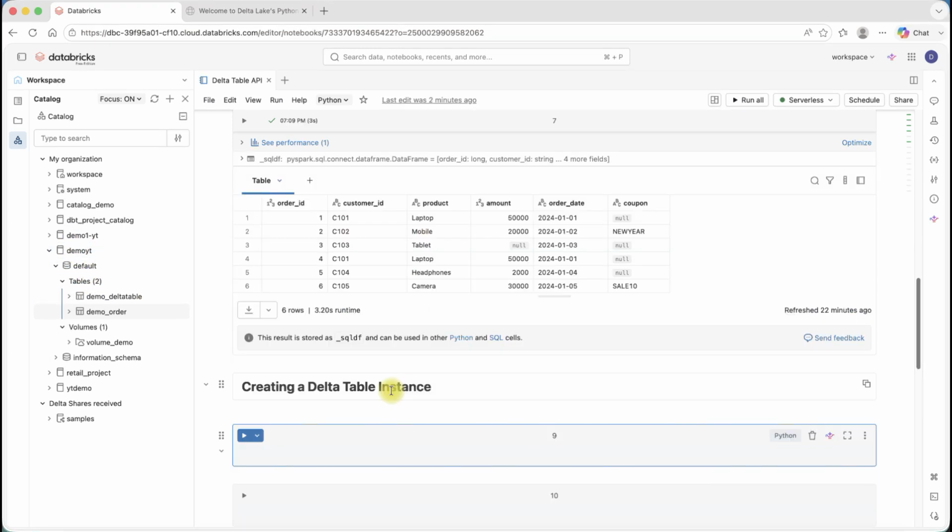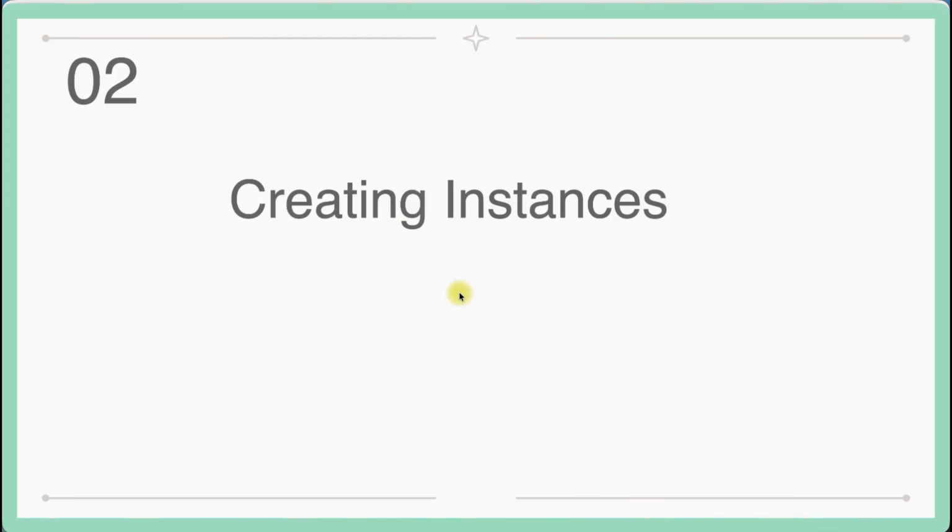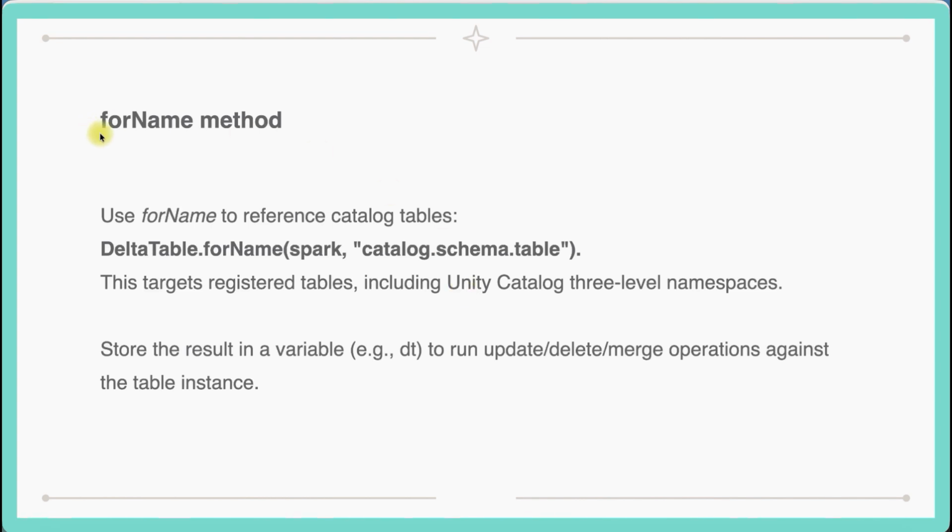Now before we can perform operations like update, delete, and merge, first we need to create a Delta table instance. There are two methods to create the instance. First, the forName method, which references a catalog table, and here is the syntax.